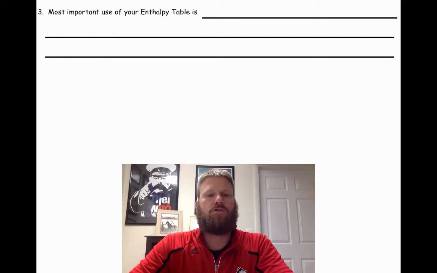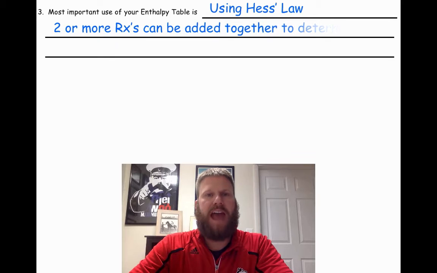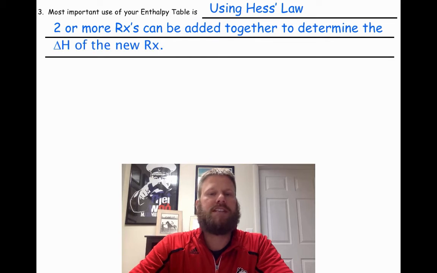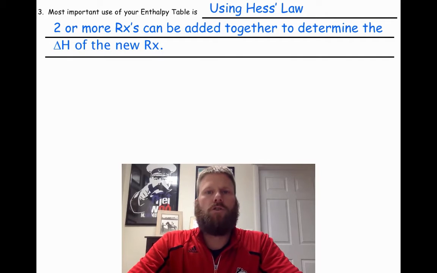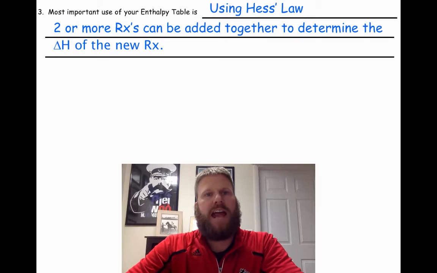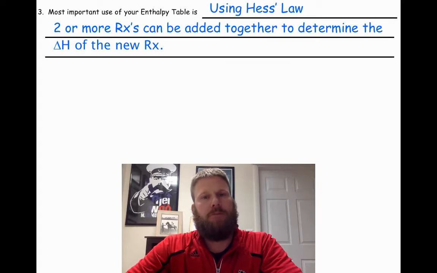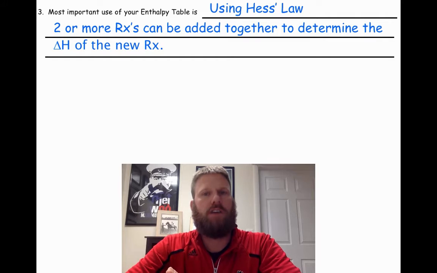A third way to determine the enthalpy of a reaction is to use Hess's law. Two or more reactions can be added together to determine the delta H of a reaction. Hess's law problems involve using your enthalpy table to solve a puzzle. You are given a reaction not on the enthalpy table. You have to manipulate two or more of the reactions on the table in order to add them together and produce the reaction of interest.